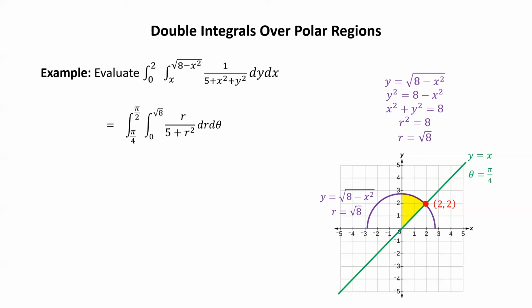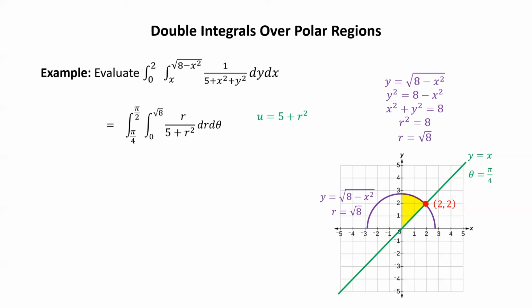Also, we replaced x squared plus y squared inside the double integral by r squared. So we have a 5 plus r squared in the denominator there. And don't forget to multiply by a factor of r. I just put that in the numerator. We always do that whenever we change to a polar double integral.